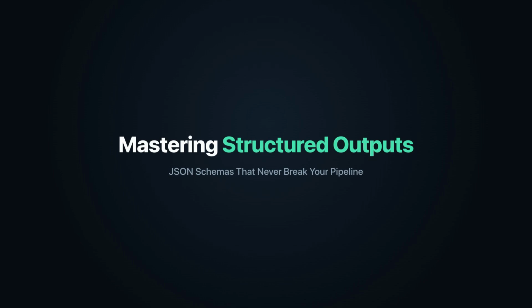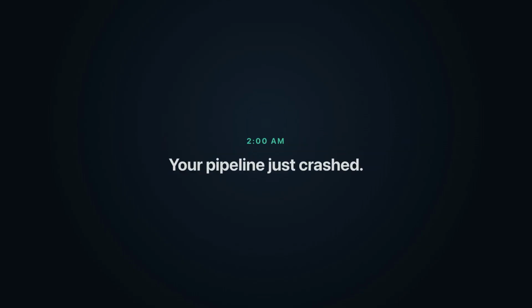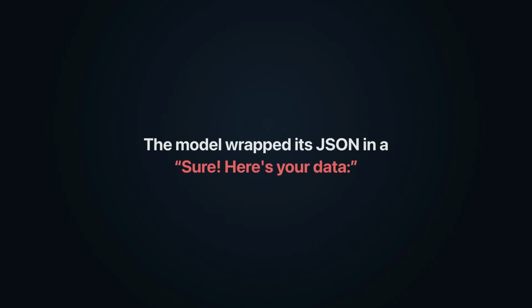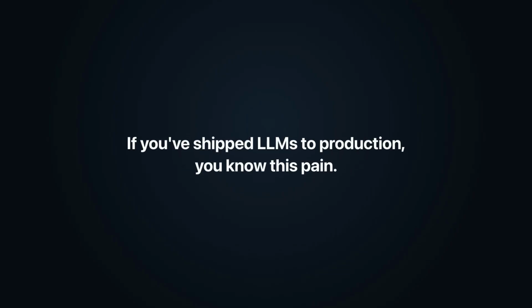Picture this. It's 2 in the morning, your data pipeline just crashed, and the culprit is a language model that decided to wrap its JSON response in a friendly little explanation. "Sure, here's your data," followed by the actual payload your parser chokes on. If you've shipped anything to production with large language models, you know this pain intimately. Today we're going to fix it for good by mastering structured outputs that hold up no matter what the model throws at you. Let's start with why models break structure in the first place.